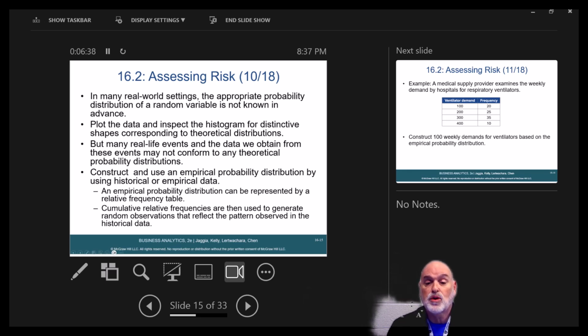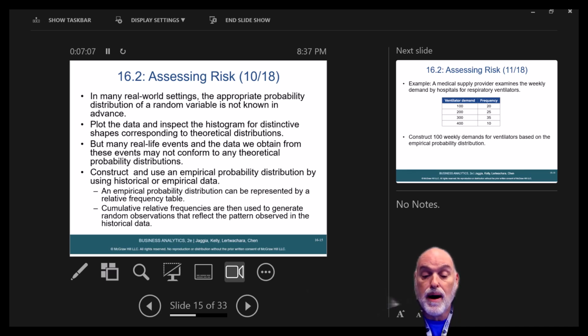In many real-world settings, the appropriate probability distribution of a random variable is not known in advance. Plot the data and inspect the histogram for distinctive shapes corresponding to theoretical distributions. But many real-life events and the data we obtain from these events may not conform to any theoretical probability distributions. Construct and use an empirical probability distribution by using historical or empirical data.